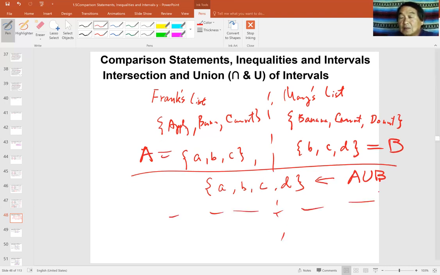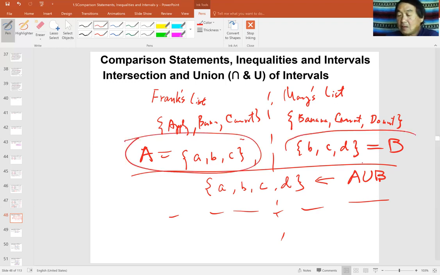Suppose we don't have enough money. The items in A are what I want, the items in B are what Mary wants, and we don't have enough money, so what we buy is the things we both want, which are B and C. We forgo the other items. That is called the intersection. A intersection B is the common items in both lists.